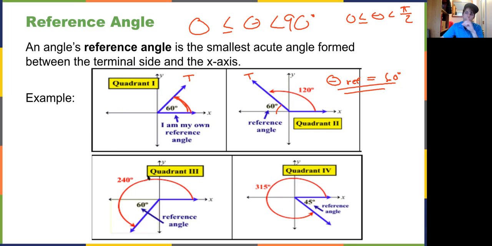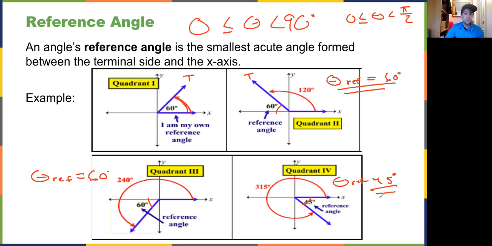Same idea here. Here's a 240-degree angle. The shortest way to get to the x-axis is to go right there. Don't go all the way this way because that's greater than 90. That's a longer way here. So again, a 240-degree angle has a reference angle, a theta ref, of 60 also. And here, for a 315-degree angle, the shortest way to get to the x-axis is right there, 45 degrees. In this case, our reference angle is 45.